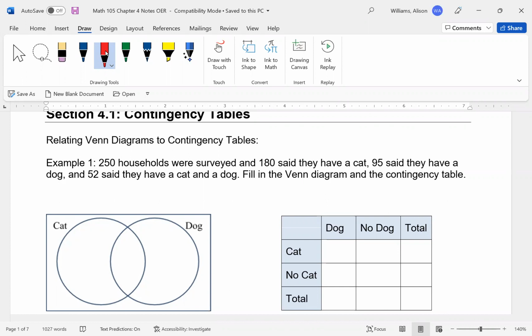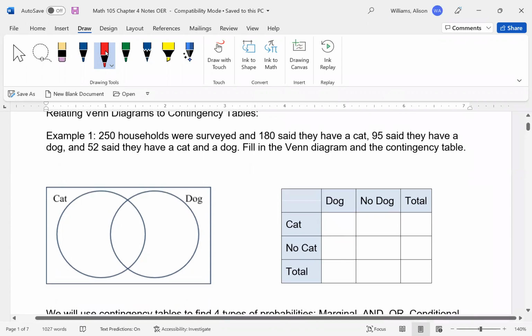Okay, so first thing I want to note is when they say 180 have a cat, that doesn't mean they don't have other animals. We just know that they have a cat. Same with the 95 that said they had a dog. That doesn't mean they only had a dog. If it was only a dog, then we'd know. But because it just says they have a dog, it's possible they have other animals too. Maybe they have a fish, a bird, I don't know. But we can't assume any other information.